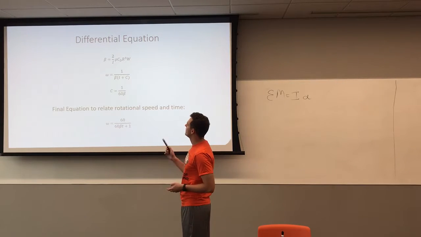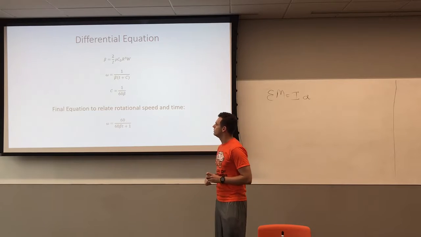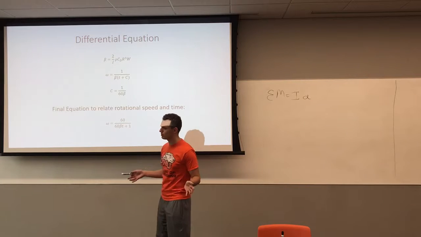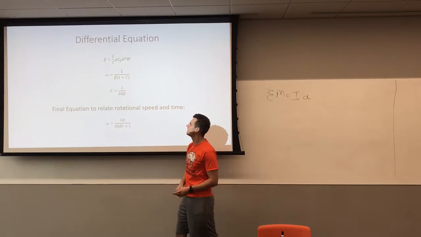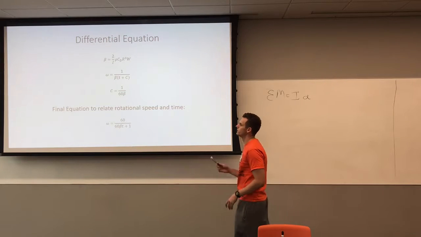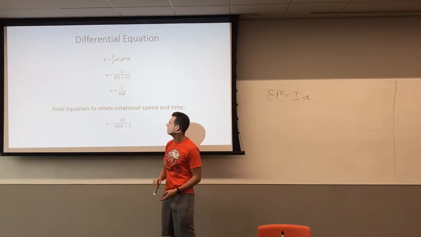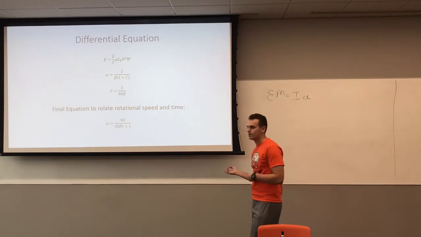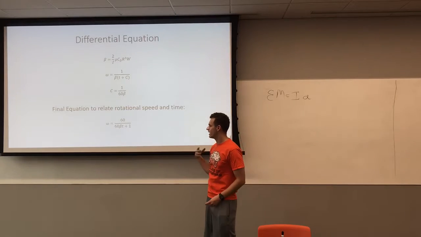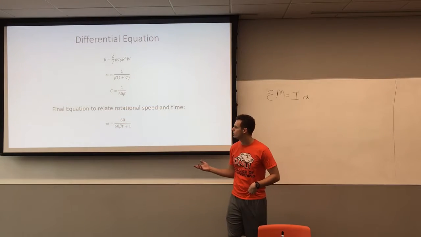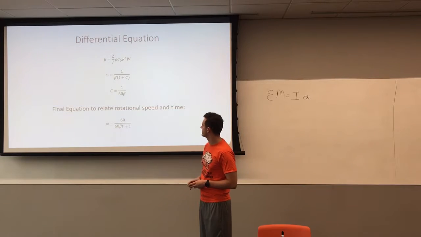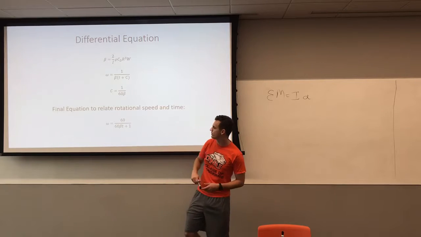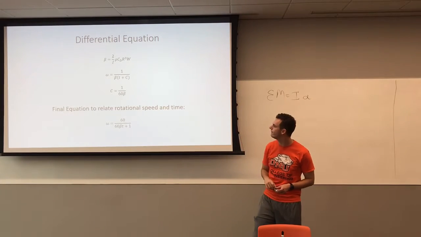And then we are solving the differential equation. When we separate the differential equation, we get 1 over beta times the quantity t plus c, and then we solve for the arbitrary constant c, and we get 1 over 60 beta. The final equation to relate the time that was included by taking the differential equation gives us that the rotational speed is a function, 60 over 60 beta times the time plus 1.